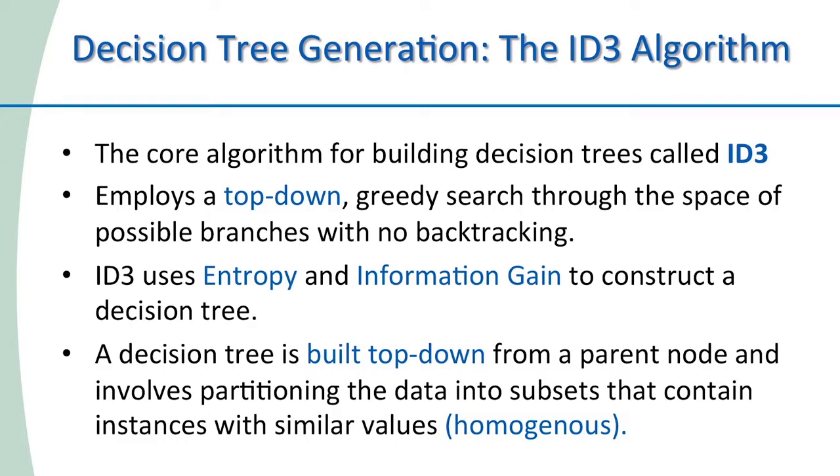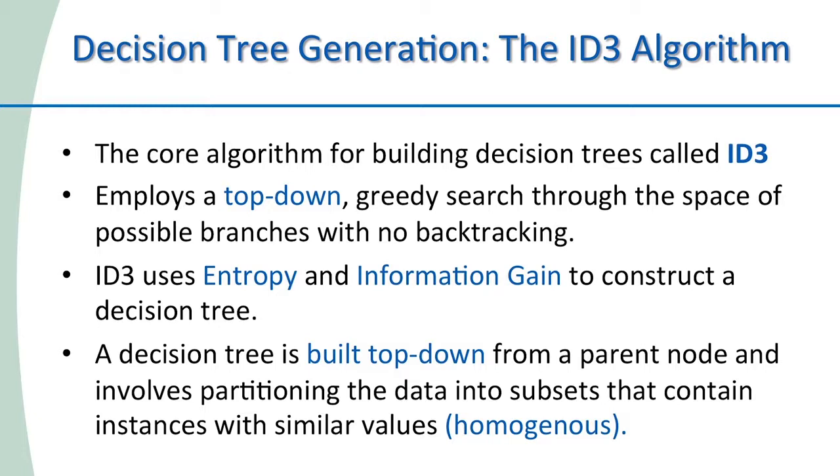So how do we generate this decision tree? Through what we call the ID3 algorithm. The core algorithm for building decision trees is called the ID3 algorithm. It employs a top-down greedy search through the space of possible branches with no backtracking. It uses the concept of entropy and information gain to construct the tree itself. It is built on a top-down structure from a parent node and involves partitioning the data into subsets that contain instances with similar values, or homogeneous in nature.